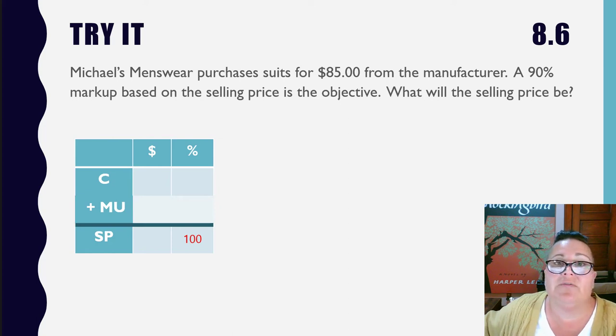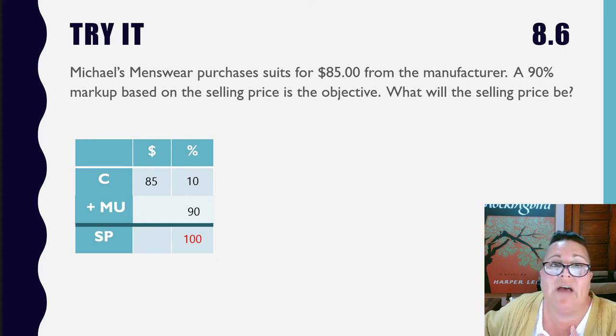Mining information from the problem itself, we get that the cost of the suits is $85. We know that the percent markup is 90. Now, the cost plus the markup has to equal 100%. So I have the 90. I know the cost percent then had to be 10%, because what plus 90 is going to equal 100? I'm supposed to find the selling price. What will the selling price be? So the selling price is my X, or unknown.